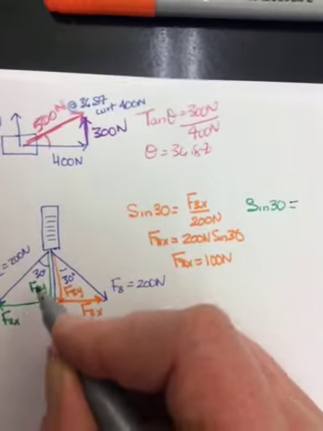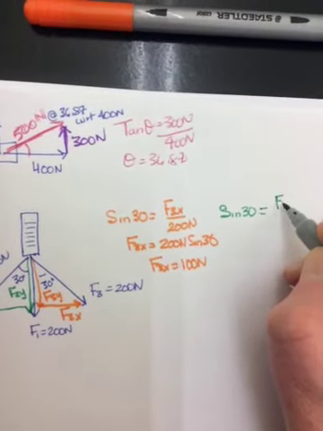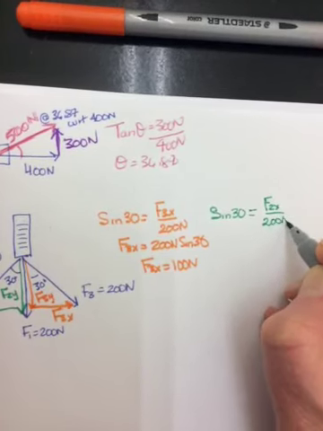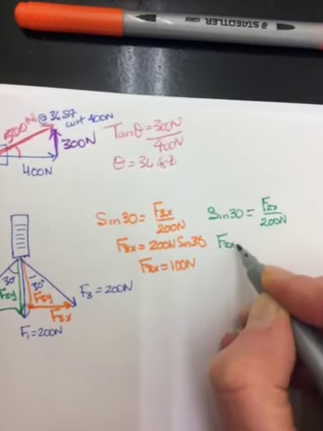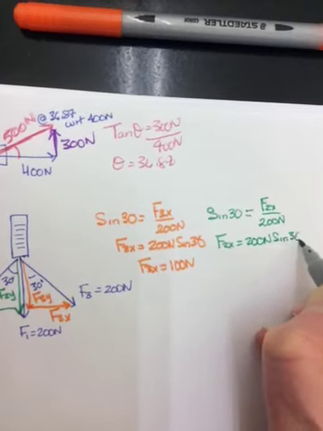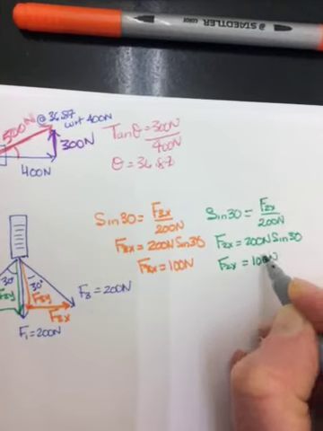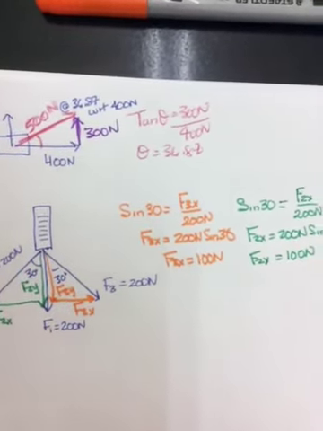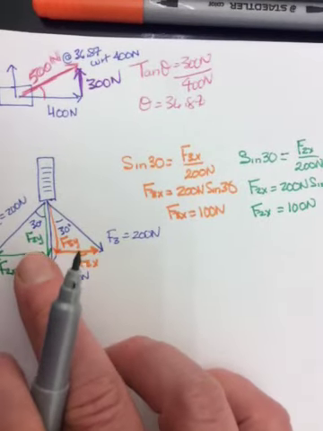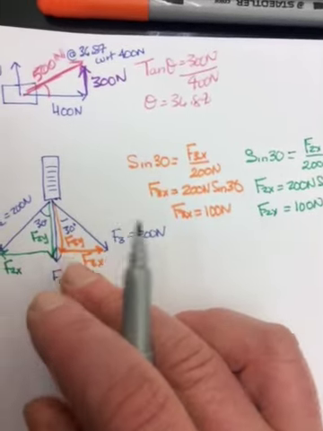It's the opposite side of the green triangle. So it'll be F2x over 200 newtons. So F2x will equal 200 newtons sine of 30, which of course again is 100 newtons. So they're both 100 newtons, but going in opposite directions, they're just going to cancel each other out. So really what we need are the F2y and the F3y, and they too should be the same.